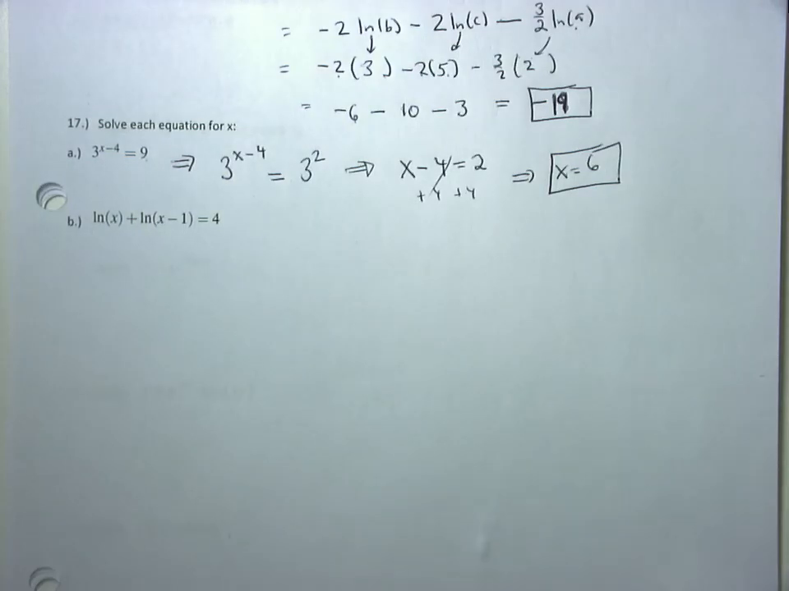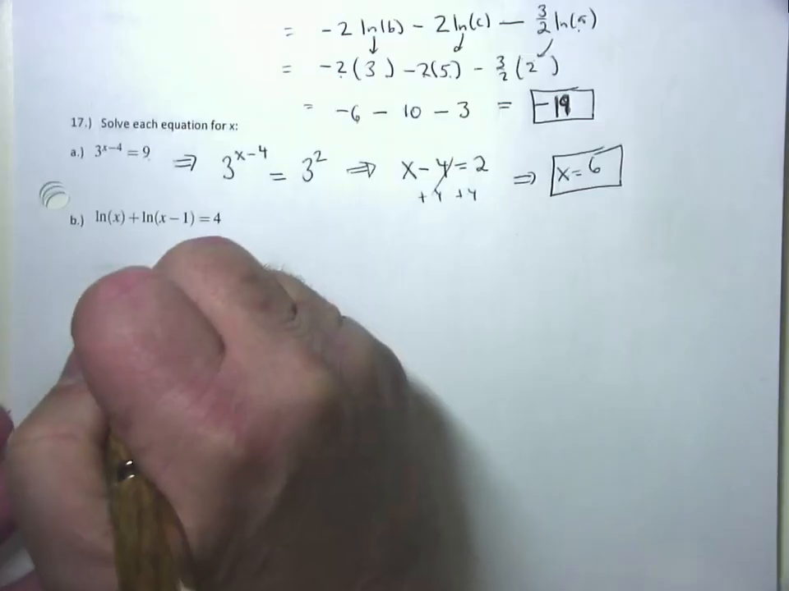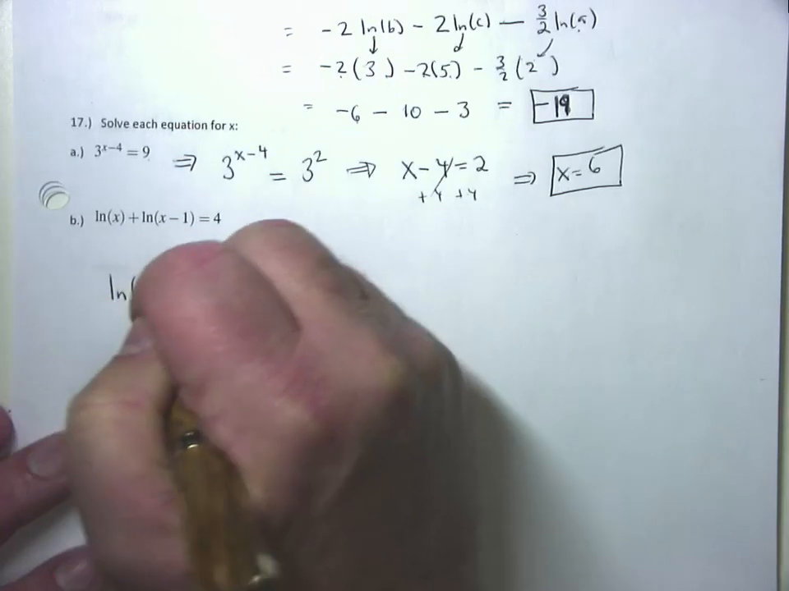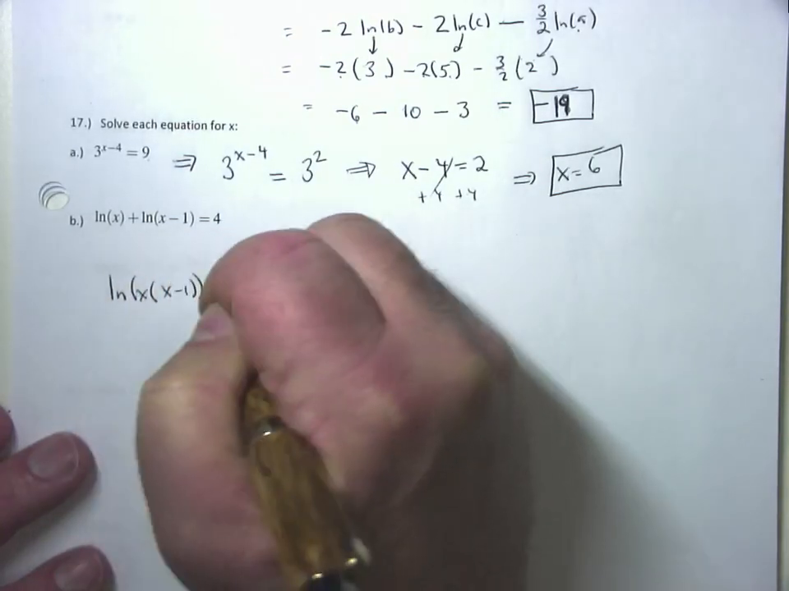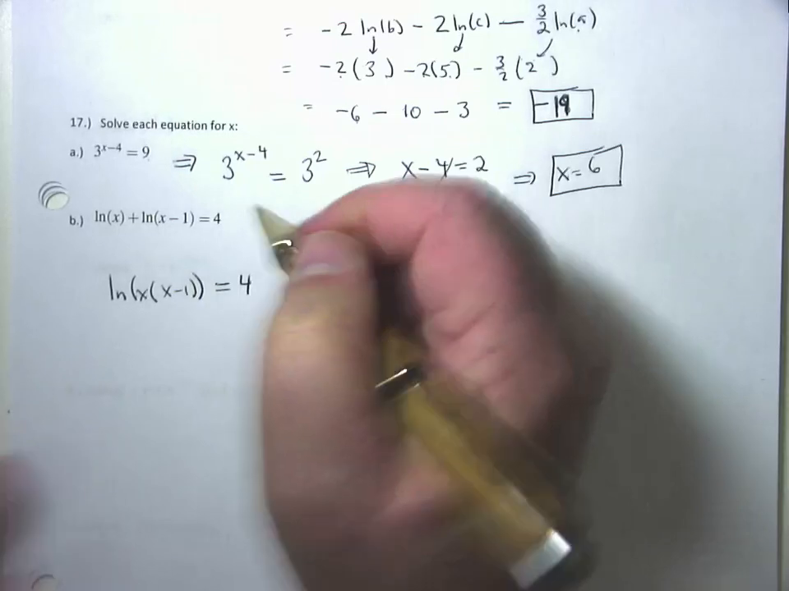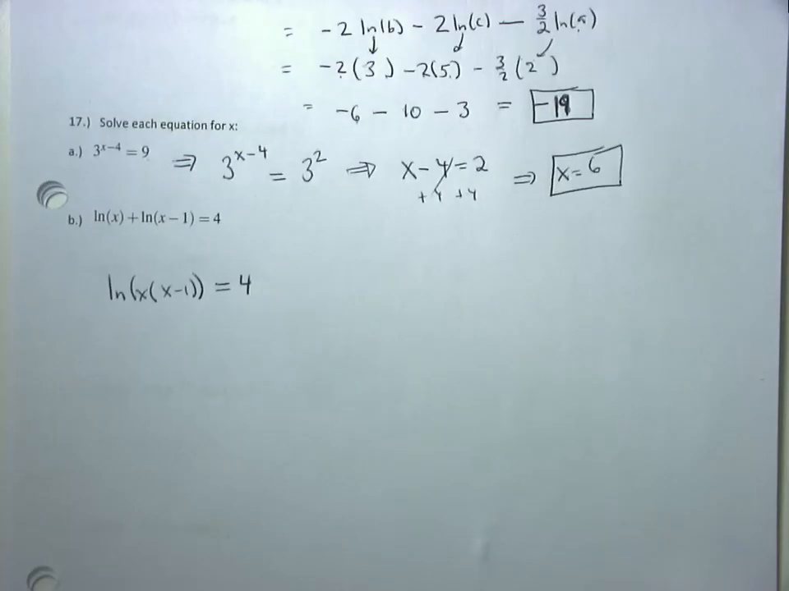What does addition turn back into when you want to combine logs? Multiplication. So this would be the natural log of x times x minus 1 is equal to 4. You with me? Now, I want to get rid of the natural log. What gets rid of natural logs? What's the property that gets rid of natural logs? E. Raising both sides to e to a power here.